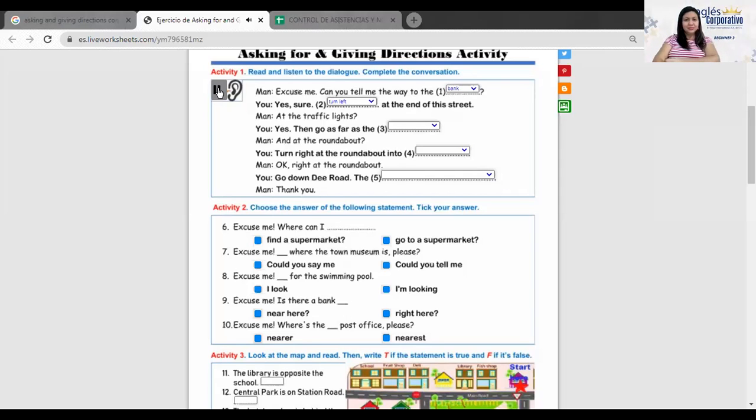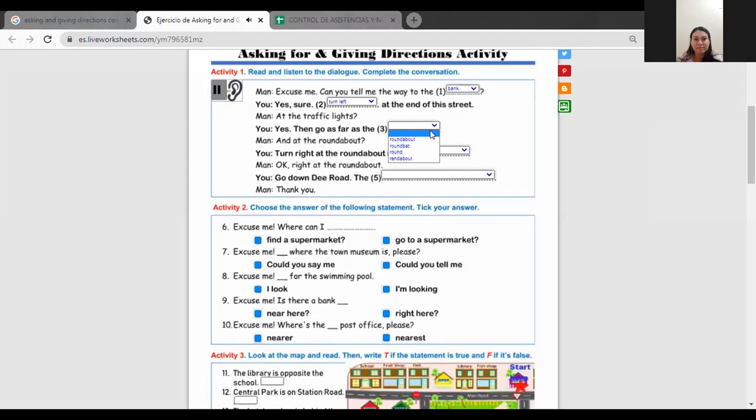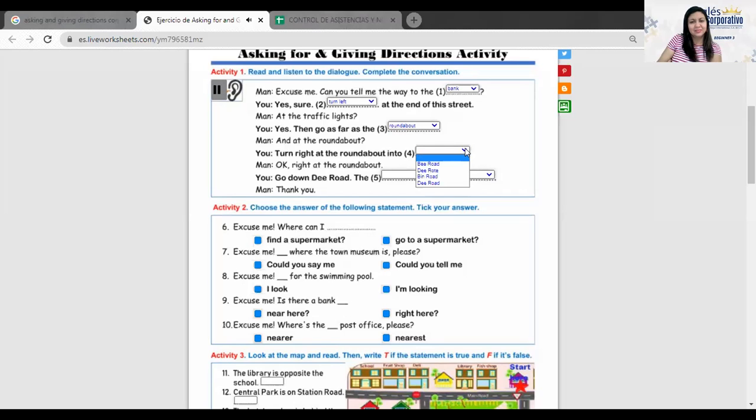Excuse me, can you tell me the way to the bank? Yes, sure. Turn left at the end of this street. At the traffic lights? Yes. Then go as far as the roundabout. And at the roundabout? Turn right at the roundabout into D Road. Okay, right at the roundabout. Go down D Road, the bank's on the left. D Road. Thank you. Goodbye.